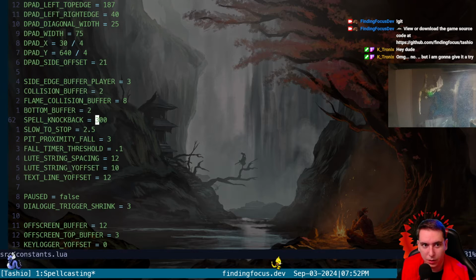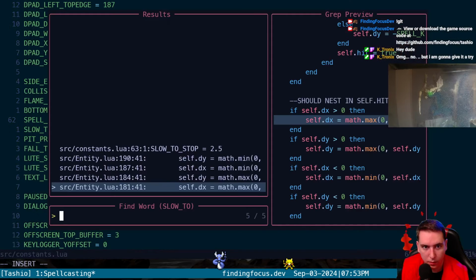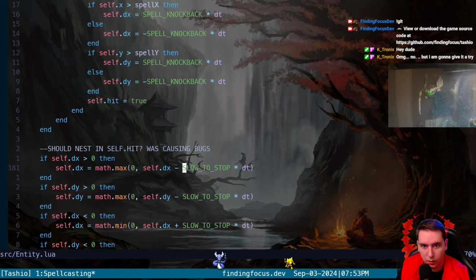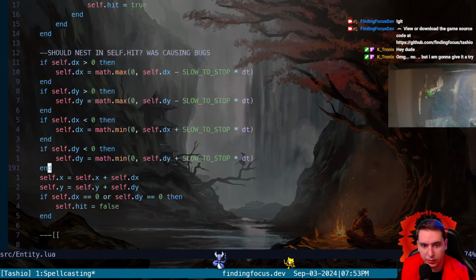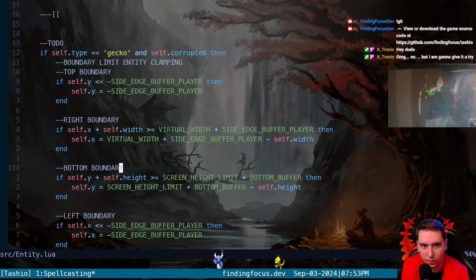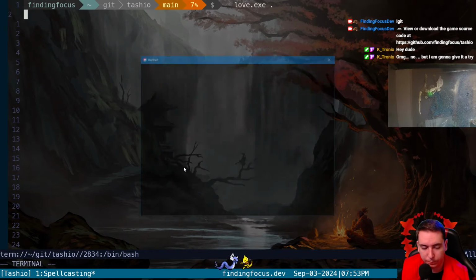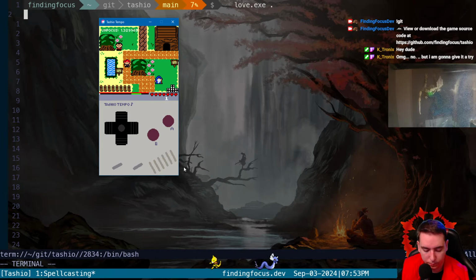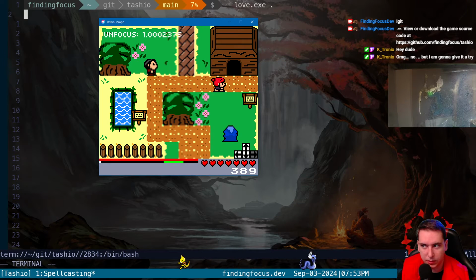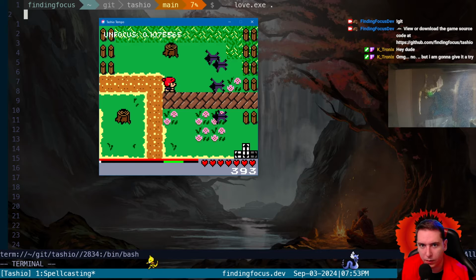Okay, the other thing is, I don't know if we're scaling our drift, our slow to stop, here either, so we're slowing to a stop really fast. So I feel like if this is 200, we still need to scale this slow to stop. We are scaling slow to stop by delta time. See, why did we remember it for there? Okay. Well, let's see, this is what, 250 on the spell knockback?